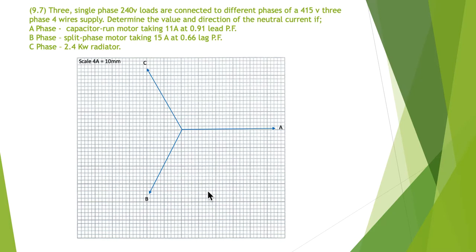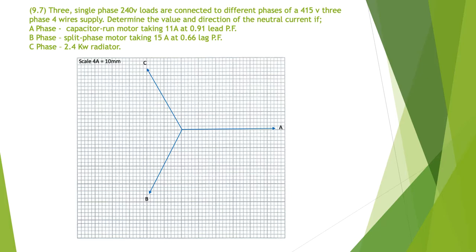So on this one, 9.7, three single-phase 240 volt loads are connected to different phases of a 415 volt 3-phase 4-wire supply. Determine the value and direction of the neutral current, if A phase has a capacitor run motor taking 11 amps at 0.91 lead, B has a split phase motor taking 15 amps at 0.66 power factor lag, and C phase has a 2.4 kilowatt radiator.